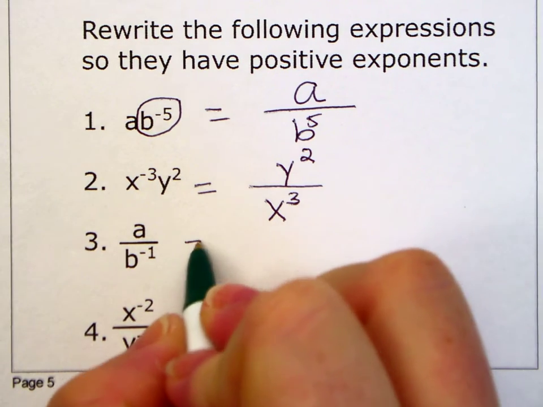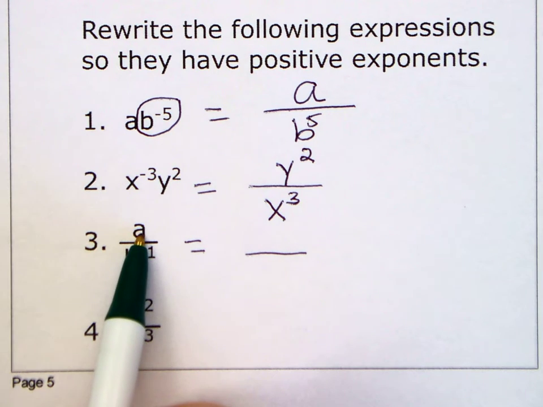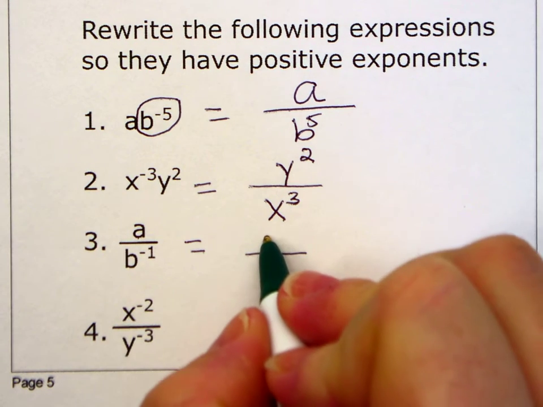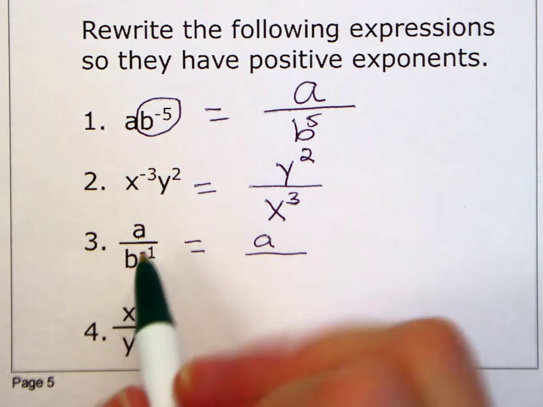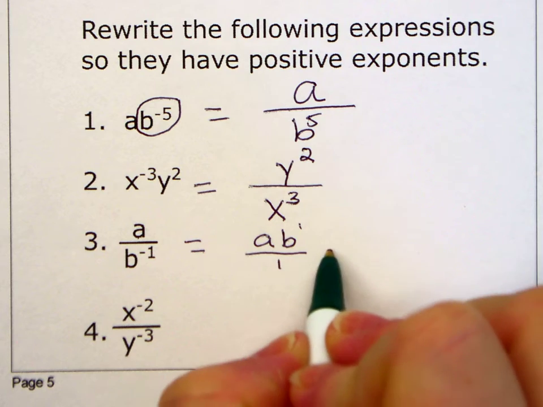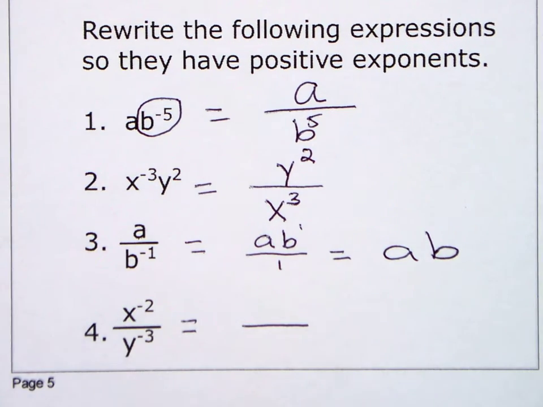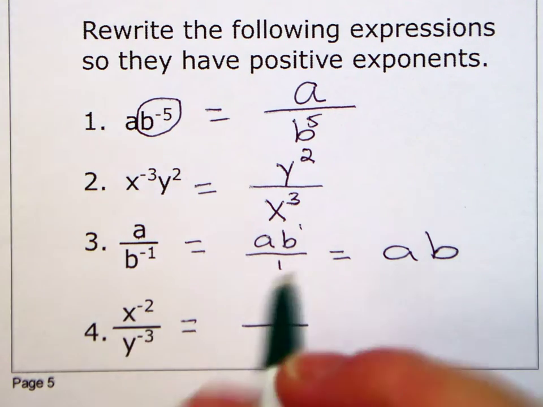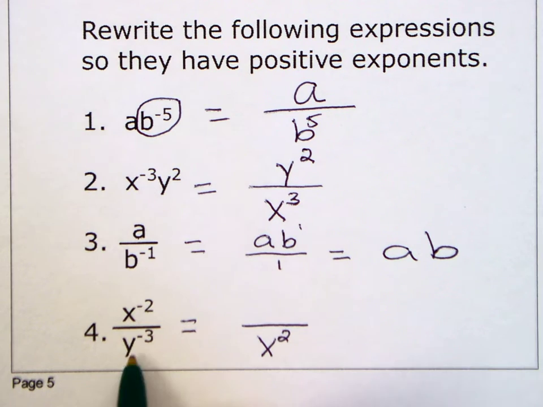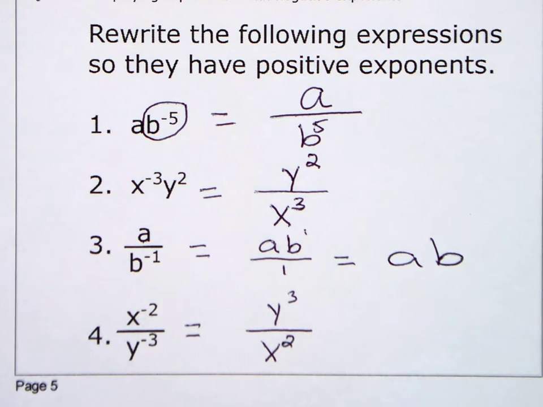Okay. How about this one? The a is positive, so should it move? No, it's happy. Where does the b go? It crosses the line, and when it crosses the line, it becomes positive, so it's really just ab. Last one. If it's negative, it crosses the line. This is negative, it crosses the line and changes sign. y is also negative, that has to cross the line and change the sign. y to the third, and you're done. Okay.